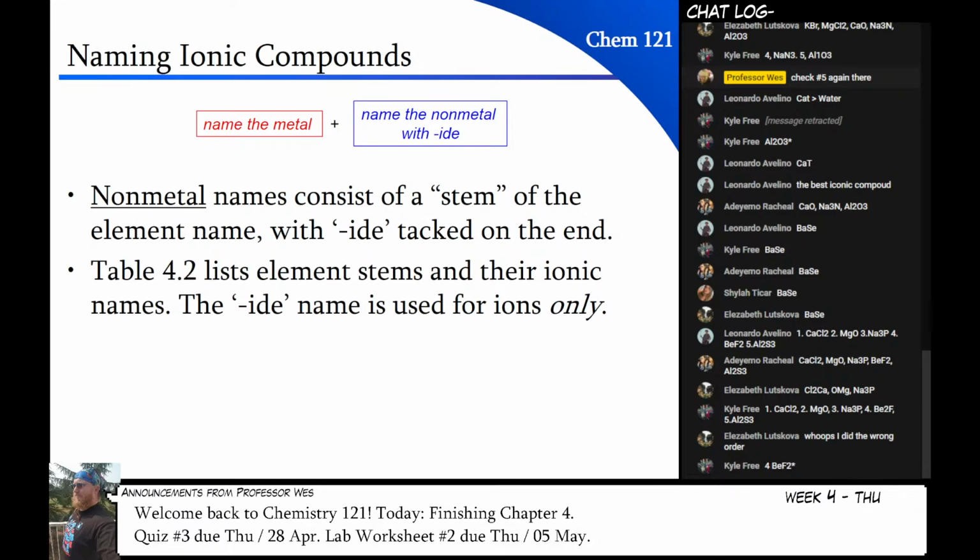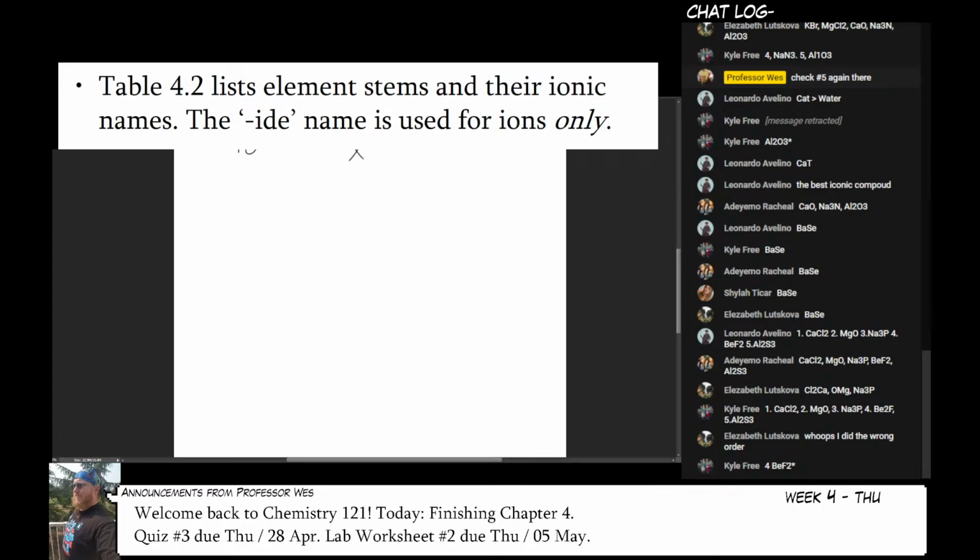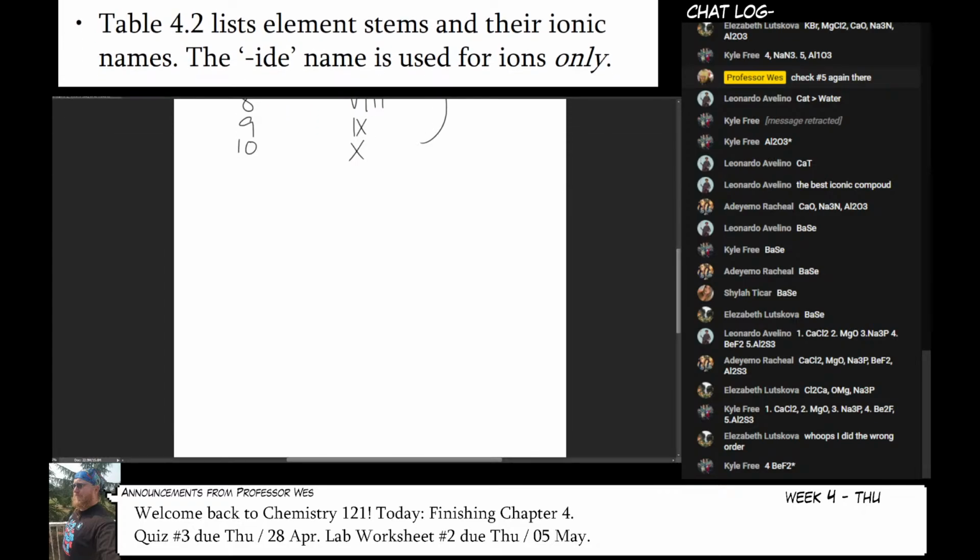But I'm going to write them down on this slide here. So let me scroll this down. Oh, I got to go back over here. And so we're going to write down all of the ide names. So we'll start over here. We've got fluoride, chloride, bromide, iodide. Then we've got oxide.